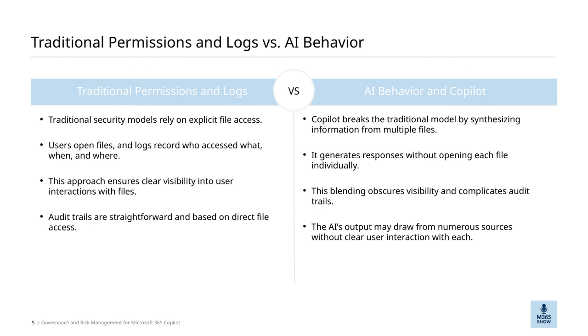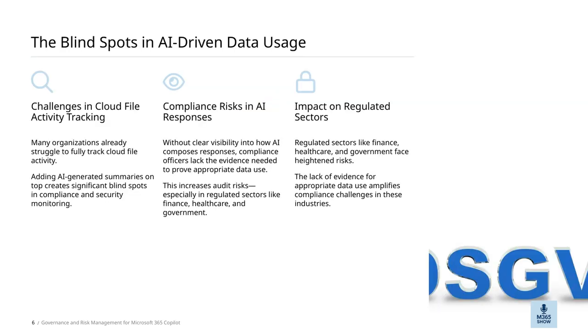We need to adapt our strategies to ensure we maintain control and accountability in this evolving landscape. Let's take a closer look at the blind spots in AI-driven data usage, especially when it comes to governance and risk management for Microsoft 365 Copilot. Regulated sectors such as finance, healthcare, and government face heightened risks because of the sensitive nature of their data.